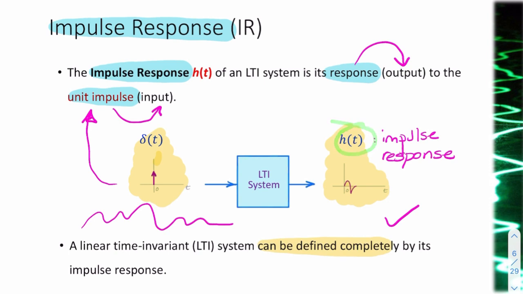Now, in terms of notation, we will use h of t to represent the impulse response. So h of t is the impulse response. Different textbooks, different websites might use different notation. In this module, we'll use h of t to represent the impulse response. So that's 80% of today's lecture finished. That definition really summarizes almost the entire lecture.